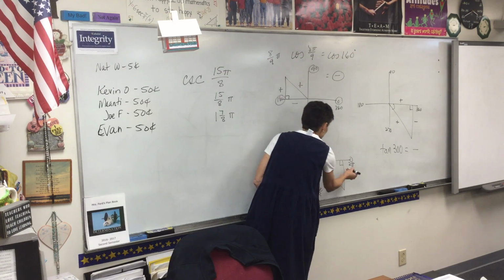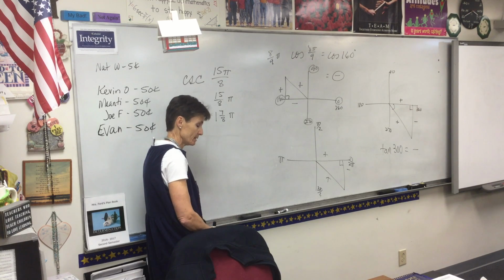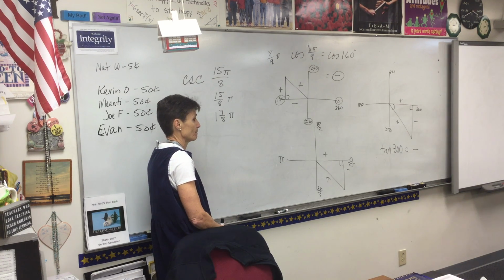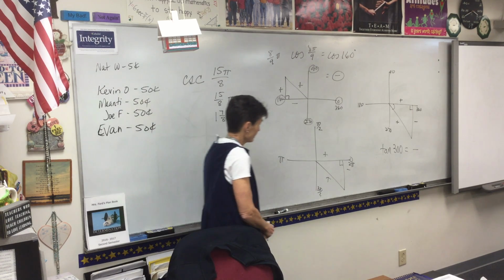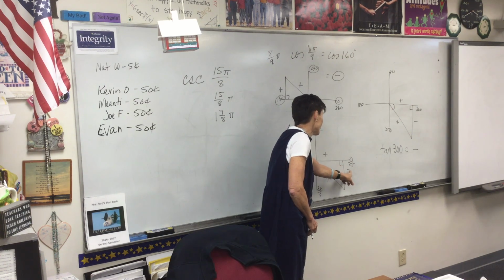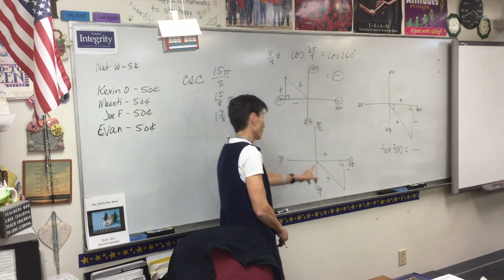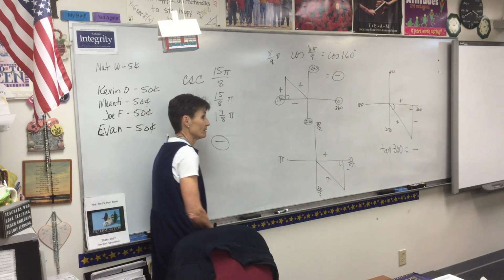So this is positive, negative, and positive. We want the cosecant. Oh gosh, what's the cosecant? Reciprocal sine. So the sign will be the same. Yeah, the sign will be the same. So negative over positive or positive over negative. Either way, you're going to get a negative.